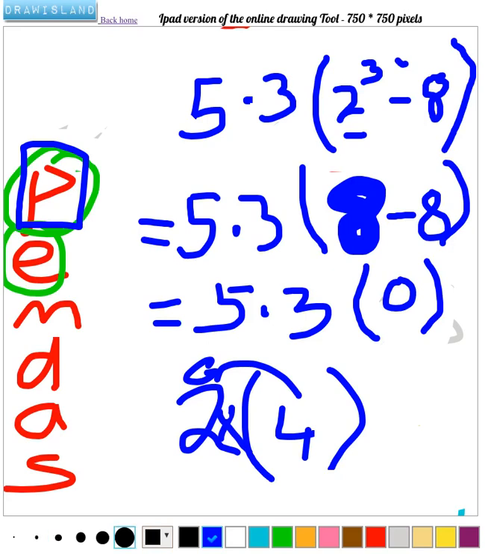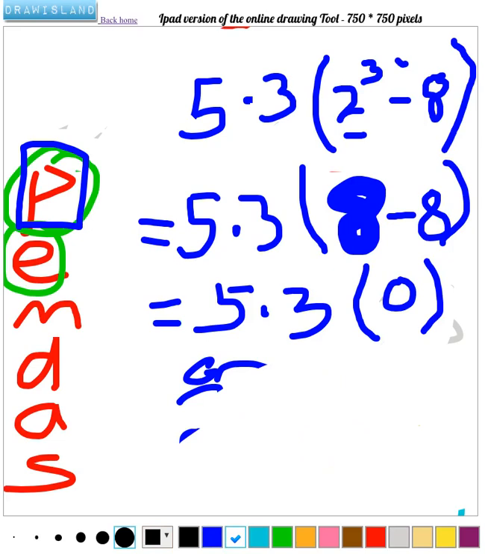So just pretend there's a little multiplication sign in there. So, this means that it's 5 times 3 times 0. PEMDAS says do multiplication first, but there's 2 multiplication things.